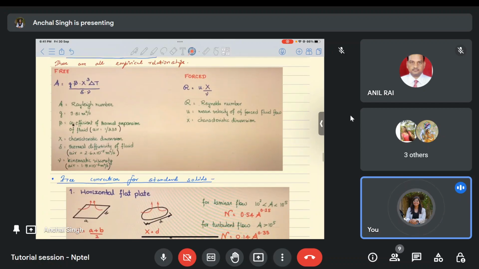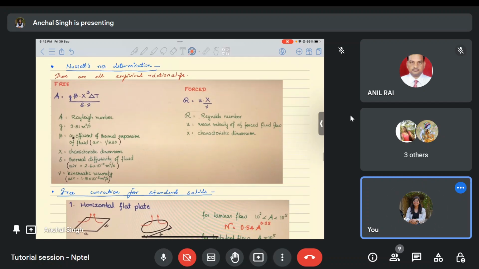You just need to know the right formula to be used and the significance of these things. What does X signify? What is delta, the thermal diffusivity of the fluid? Nu is the kinematic viscosity. If you understand the meaning of all these parameters, you can go ahead with the right formula.